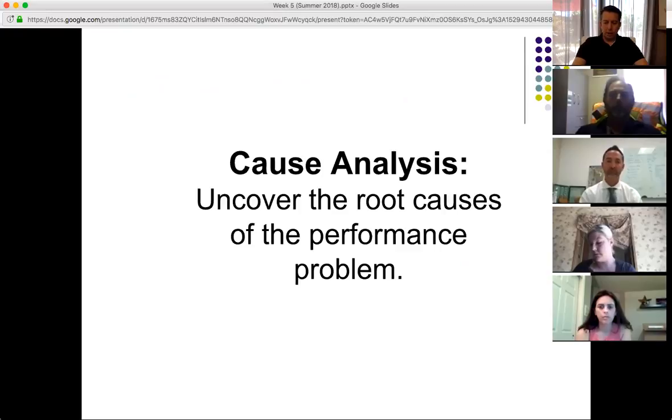So when we get to the cause analysis phase, what we're really talking about is root causes. This is a very important part of the performance analysis process. If you address something that is not a root cause, then you're not going to have a systemic solution, right? It's going to be surface level, or it's going to be incomplete. So we're really focused on the root causes. What is actually causing the behavior that we want to correct in this case?